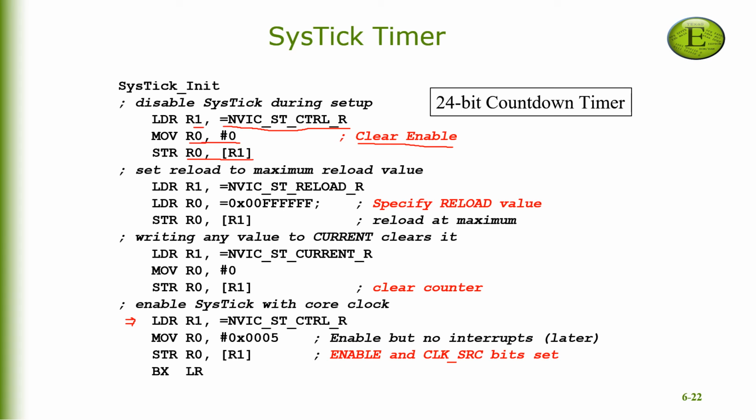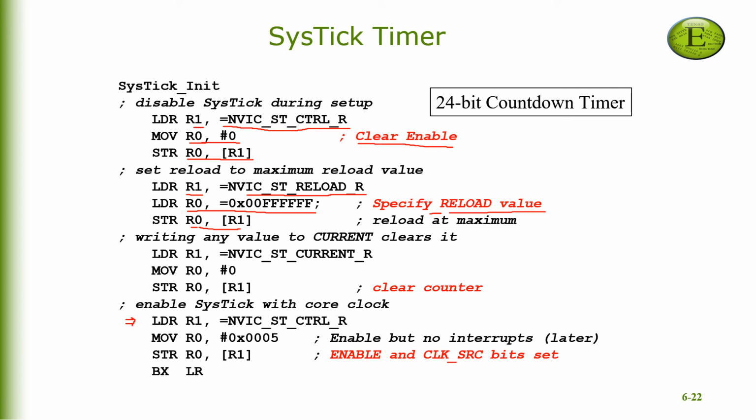After clearing the NVIC control register enable bit, and in fact all the bits have been cleared, we are going to set the reload value. For that, read in the address where the NVIC reload register resides in memory, put it in R1, and specify the reload value. It's the highest 24-bit number, hex 00FFFFFF. We store this value into R0, and then R0 contents are written back to the address location where the NVIC reload register is placed. So we specify the reload value.